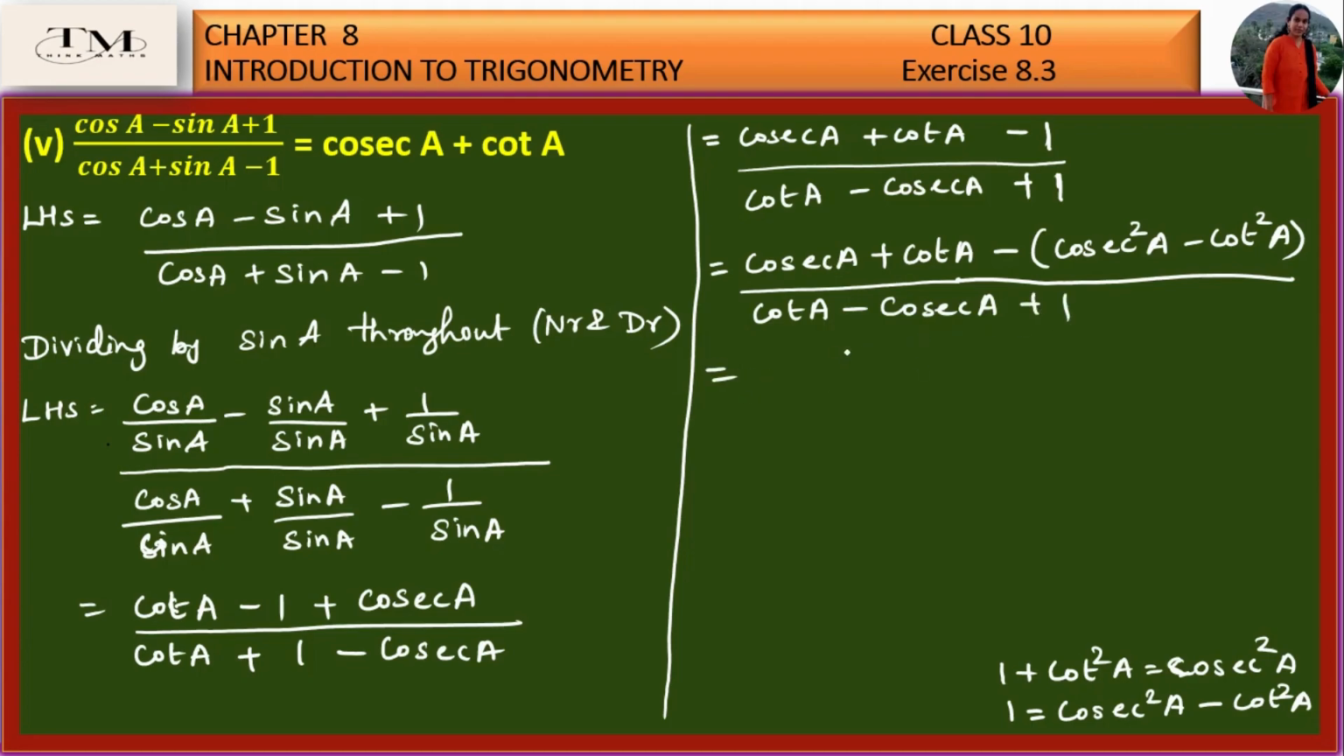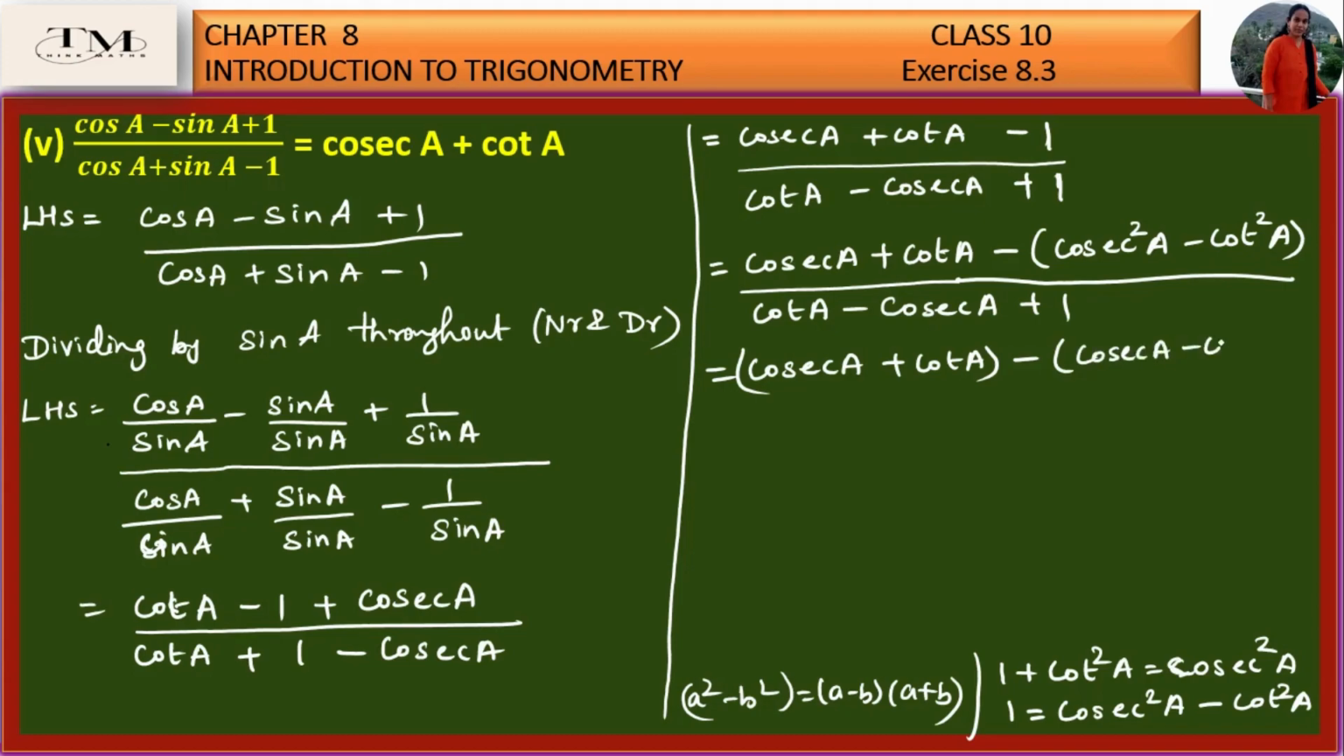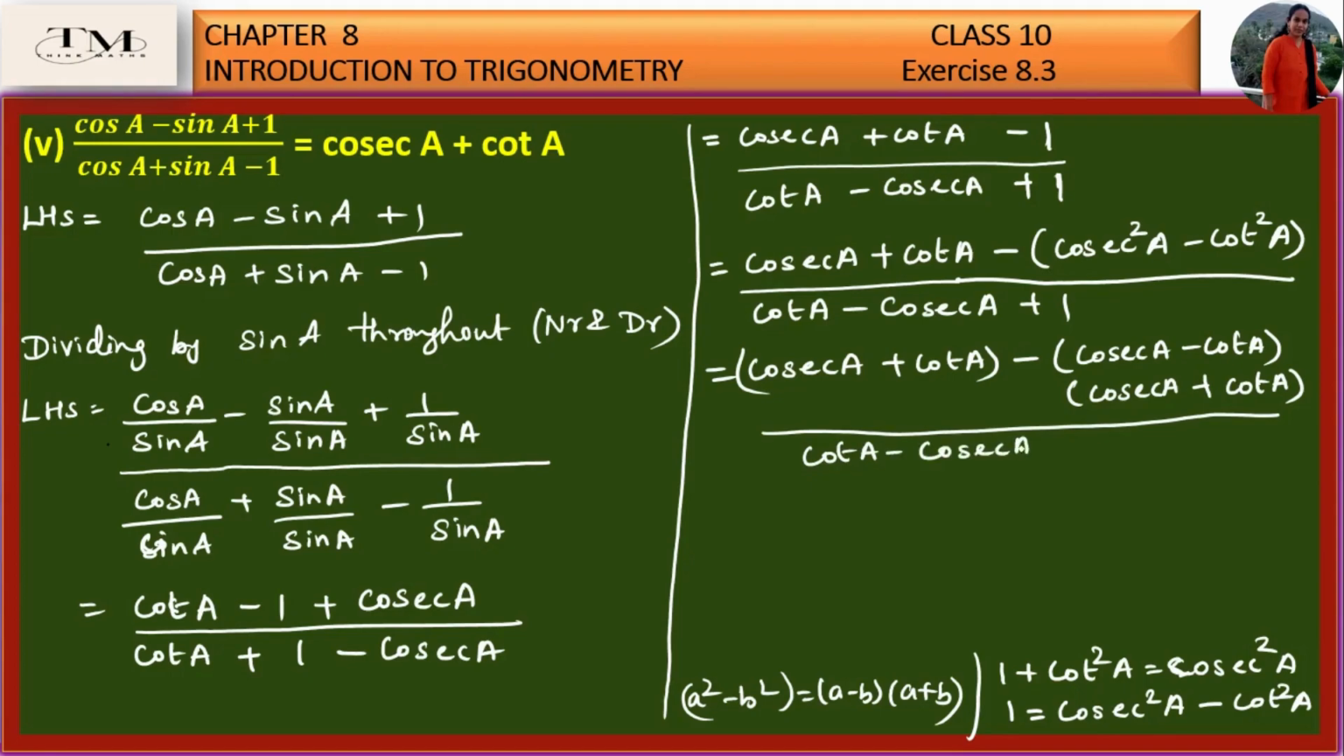So it is cot A minus cosecant A plus 1. Okay, now this is A square minus B square. So what is A square minus B square? A minus B into A plus B. So we are going to use this. So cosecant A plus cot A, instead of A square minus B square, it is A minus B into A plus B. So it will be cosecant A minus cot A into cosecant A plus cot A, divided by cot A minus cosecant A plus 1.